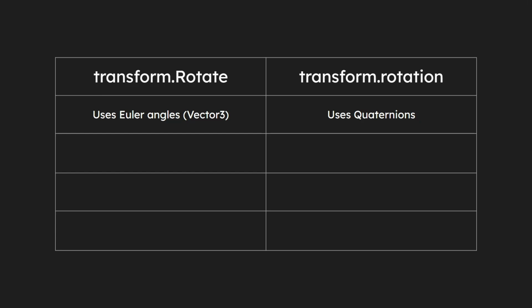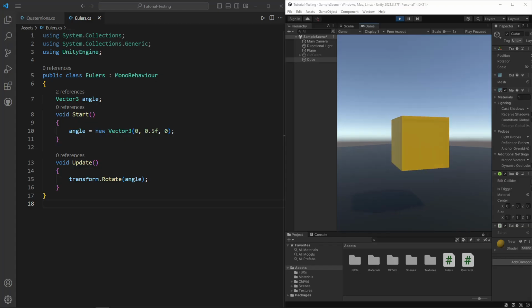So the main difference between Rotate and rotation, in my opinion, is that Rotate uses Euler angles, which we usually pass in as a Vector3, and transform.rotation uses quaternions, which are a bit more difficult to understand. So here's a script that spins a cube around. The way it works is we create this angle, which is a Vector3, and we have nothing in x and z, and then we have 0.5 degrees in the y. And then all we do in the Update function is write transform.Rotate and pass in this angle, which is 0.5 degrees around the y-axis, and then every frame it's going to rotate by that amount, and you can see what it does to this cube.